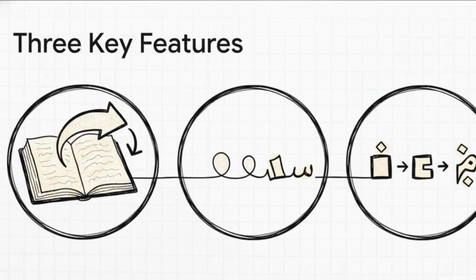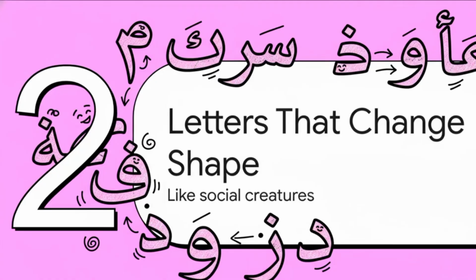All right, so putting the exact number of letters aside for a moment, there are three absolutely crucial things you need to know about the script. First, you read it from right to left. Second, it's basically always cursive. The letters are designed to connect and flow together. And third, and this is a big one, because they connect, the letters actually change their shape. Let's really dig into that last point because it's so important.